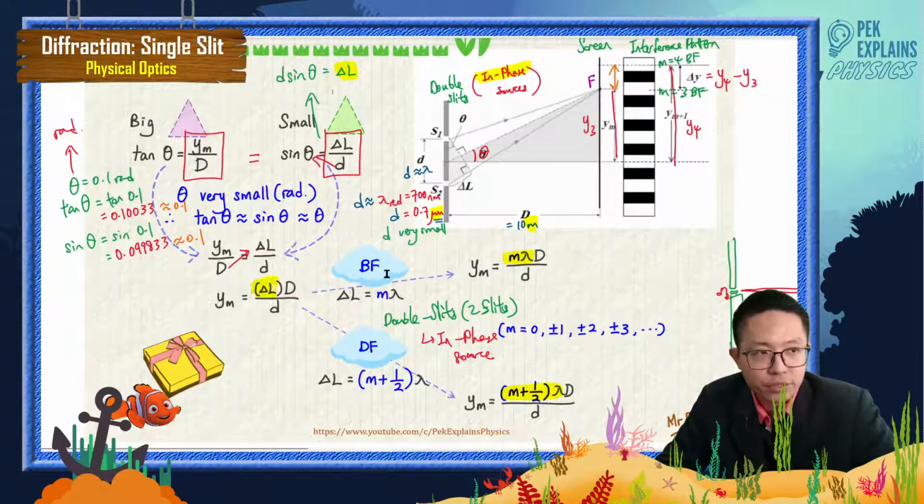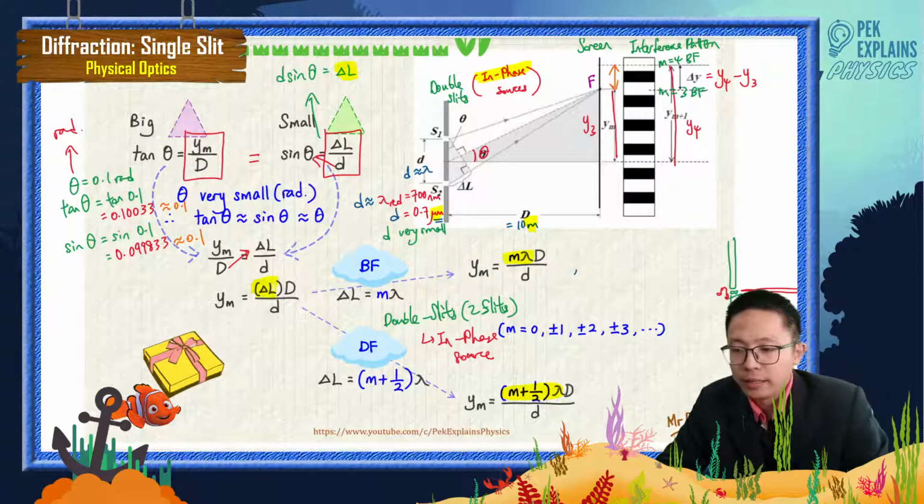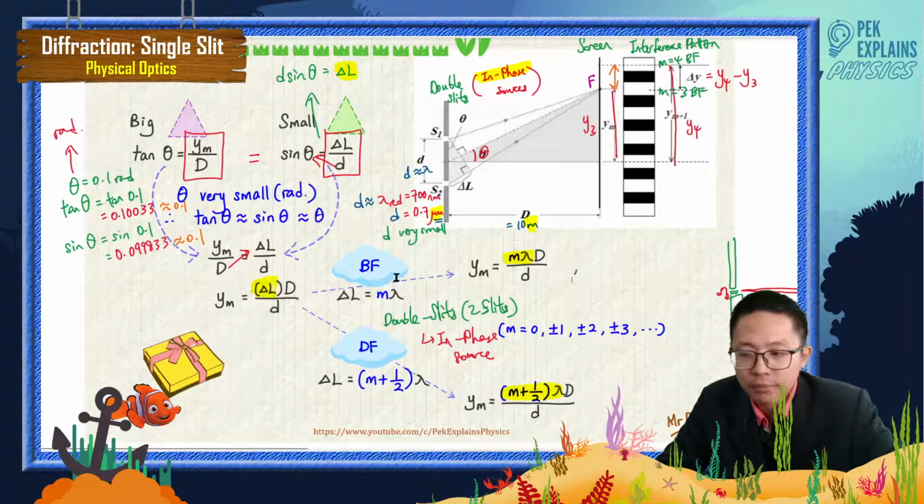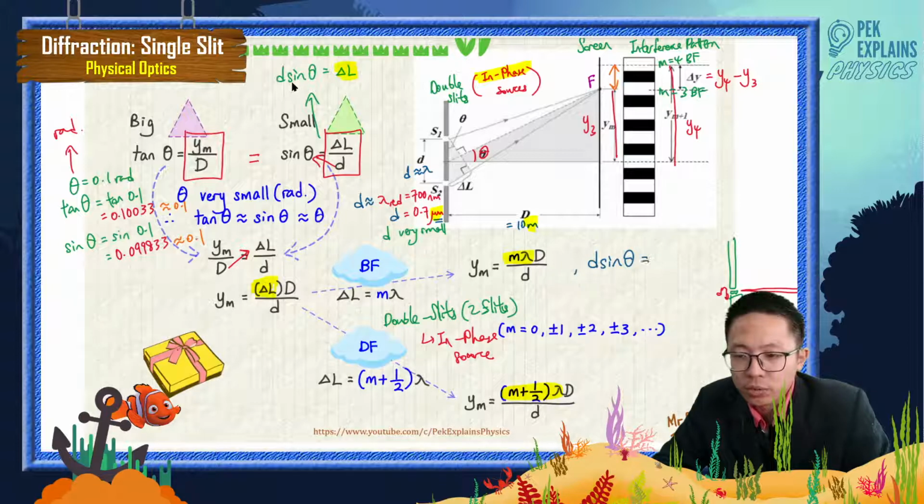So for a bright fringe, the delta L is m lambda, isn't it? So m lambda substitutes into this delta L over here. Delta L is m lambda for bright fringe because the double slit has in-phase sources. Just substitute into here, and we will get the equation for bright fringe: d sine theta equal to m lambda.